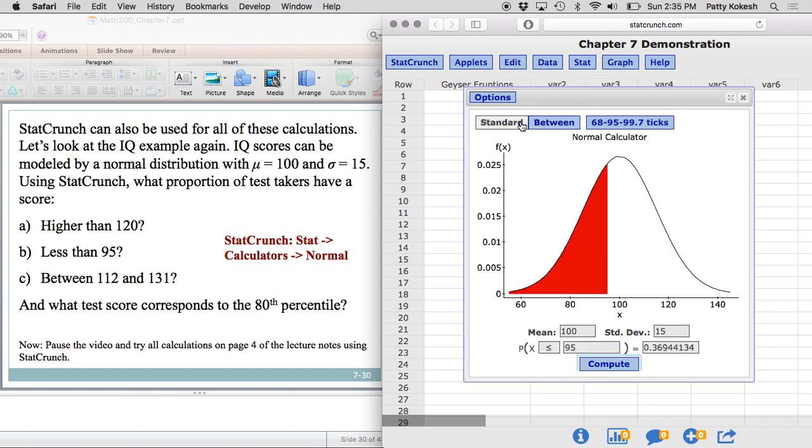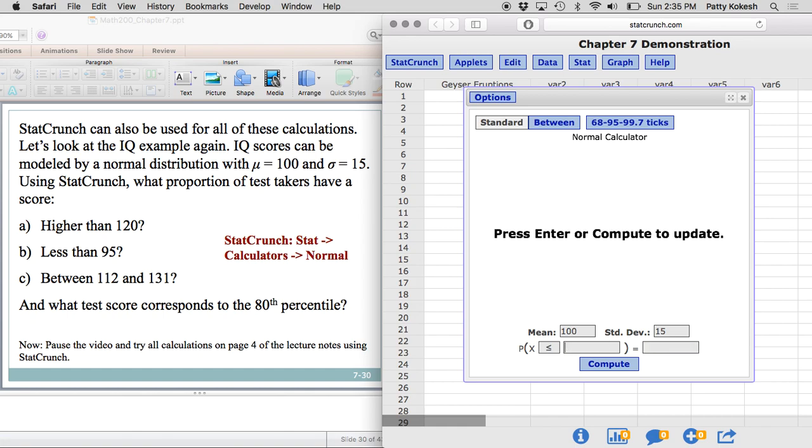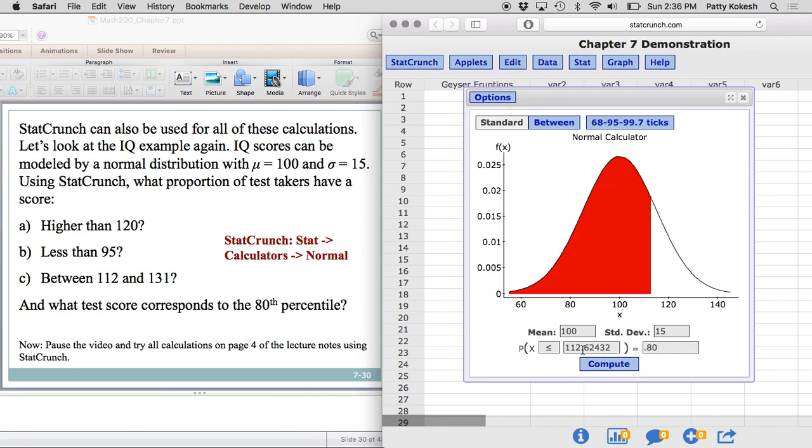Now, if I go back to standard for a minute, if I want to know what test score corresponds to the 80th percentile, this is one of those backwards ones where I had to look it up in the table. And you can actually use StatCrunch for this as well. It's pretty cool. You can delete this value because I don't know what it is. Leave it as less than, and then I want the 80th percentile, which means that I want the area to be 0.80 here. And now when I click compute, it actually fills in this value here for me. So that means that a test score of about 112, 113-ish corresponds to the 80th percentile.